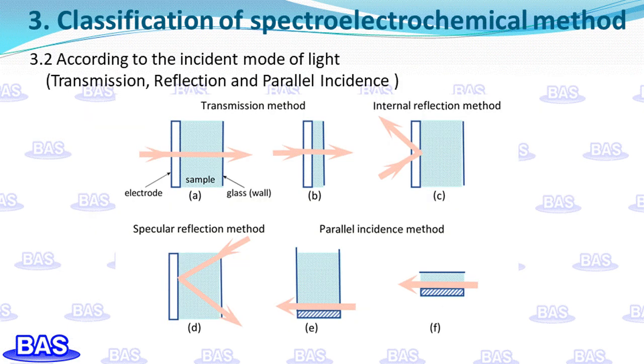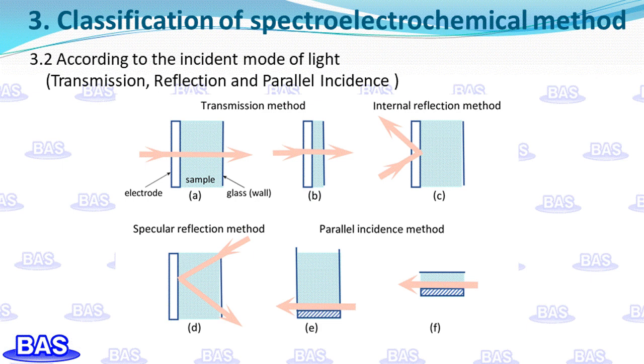The other classification method is divided into transmission method, reflection method, and parallel incidence method according to the light incident method. The transmission method is a method in which the incident light beam vertically passes through the light transmitting electrode and its adjacent solution, as shown in A and B. The reflection method includes the internal reflection method, C, and the specular reflection method, D.